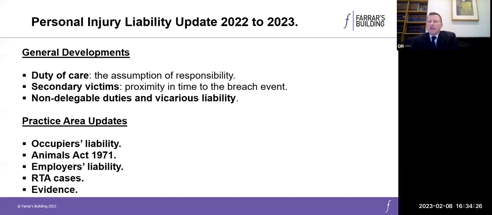And in each of those areas in 2022, there were statements of the perhaps now settled position of the law, whereas the law had been fluctuating over the past few years. And then secondly, I'm going to go on and highlight some of the significant reported cases from 12 to 18 months ago in various personal injury practice areas.